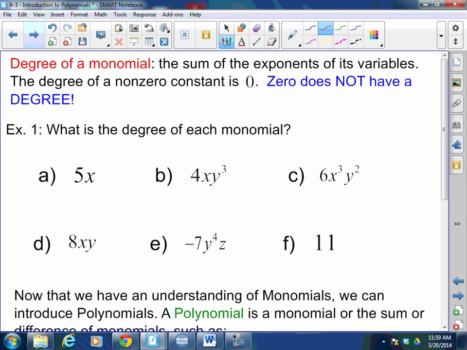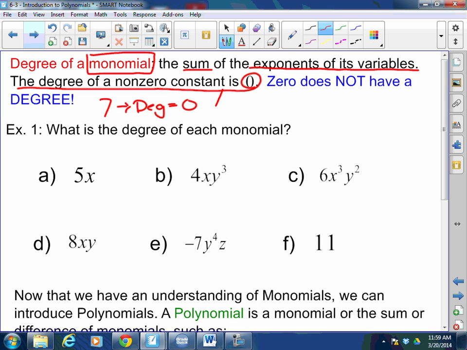The degree of a monomial, of just a single term, the degree of one term, is the sum of the exponents of its variables, and only of its variables. Why don't the exponents of the numbers count? Because the degree of non-zero constants is 0. The degree of any number, like 7, the degree of 7 is 0. The degree of 5 squared, since that equals 25, the degree of 25 is 0. That does not mean that the exponent is 0. That means that the degree is 0. Does that make sense?